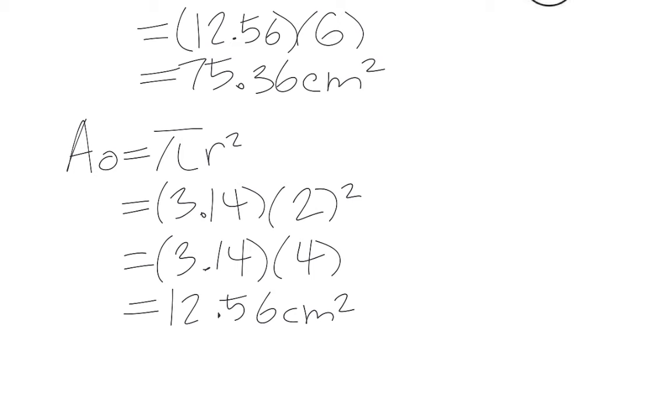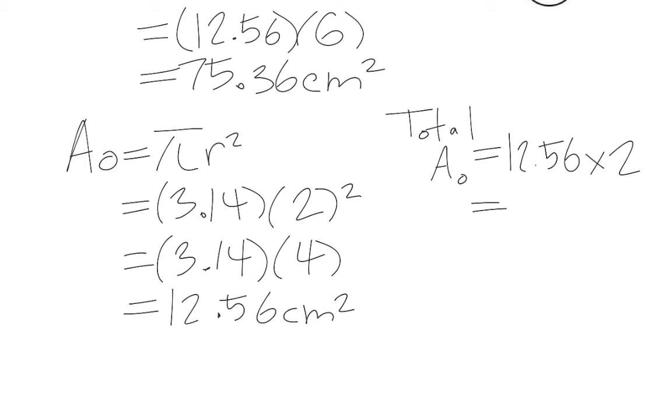Now, don't forget that you have two circles, so I need to take this number and multiply it by 2. I'm going to make a little note on the side. I'm going to say total area of the circles is equal to 12.56 multiplied by 2. That is equal to 25.12 square centimeters. So all I need to do is total up the area of all my different shapes, and that will give me the surface area of my cylinder.